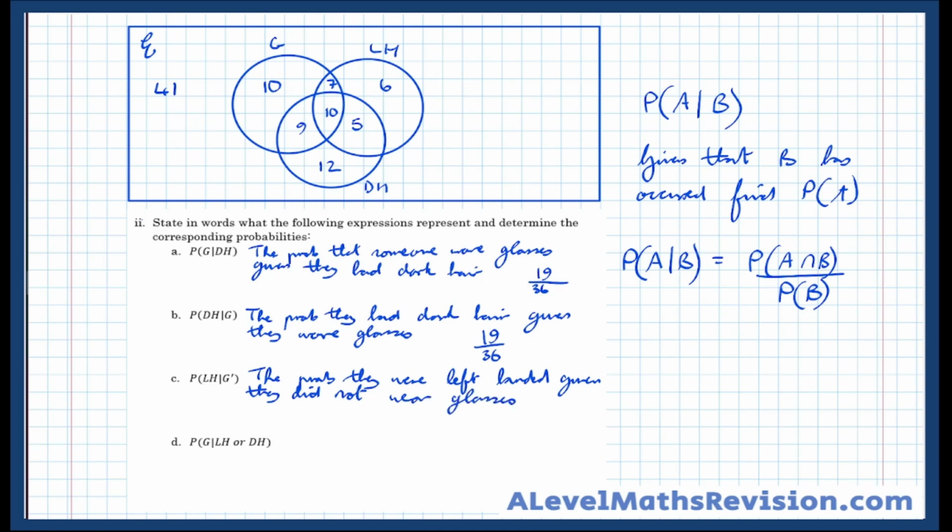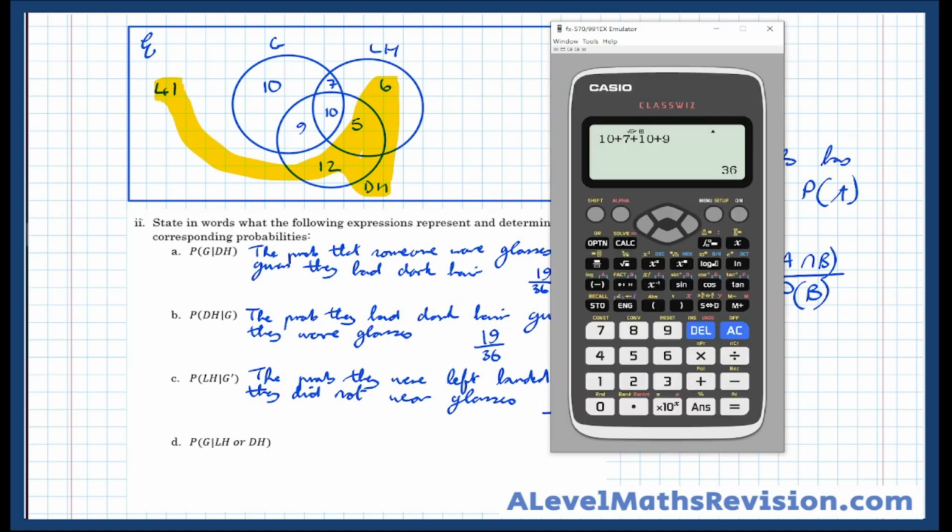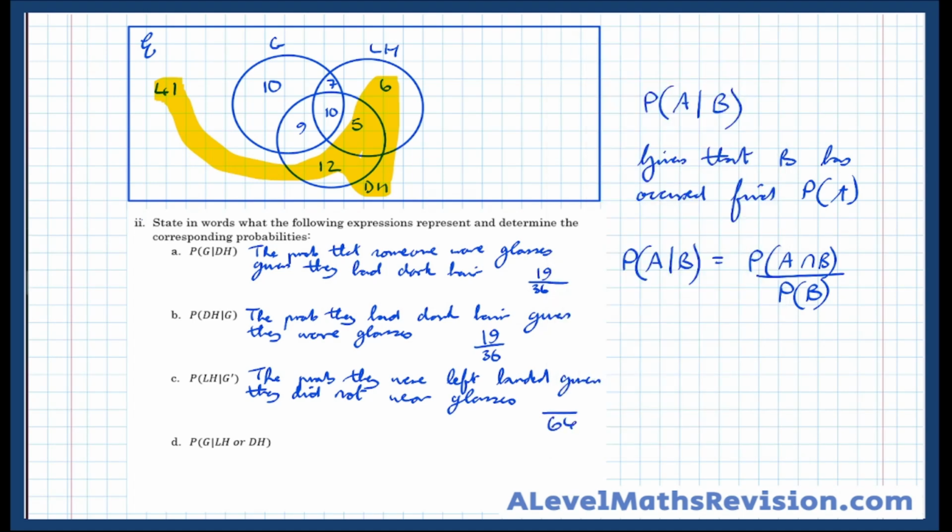Getting a little bit more difficult now, but basically just do what we did before. Highlight all the numbers where they were not wearing glasses. So there's not wearing glasses. Anything here isn't wearing glasses. So they're the numbers we're allowed to use. Anything where they were not wearing glasses. So let's find how many it's out of now. So 41 plus 12 plus 5 plus 6 is out of 64 now. And the probability that they were left-handed, well, we can see the only ones that were left-handed are the 6 and the 5. So that's 11 out of 64.